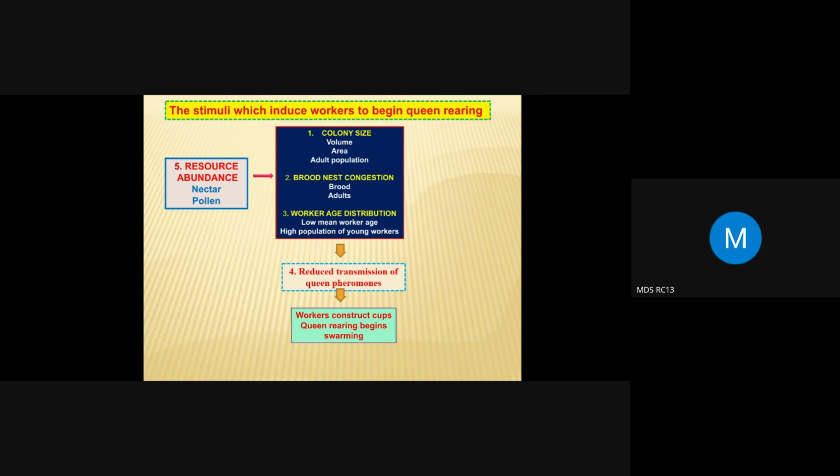And reduced transmission of queen pheromones. That is, when the queen is incapable of producing sufficient eggs, the queen pheromone, that is queen substance production, is also reduced at that time. This may also lead to the rearing of a new queen.